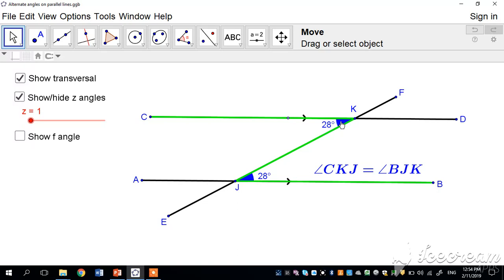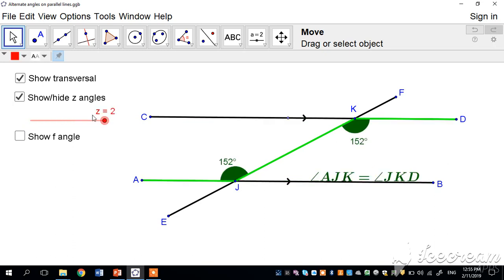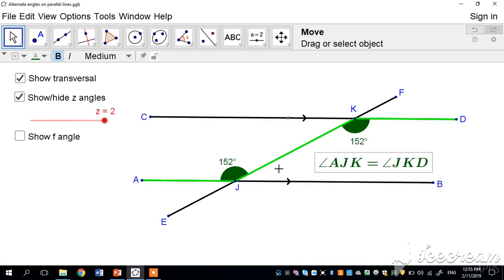And this is up here, this 28. The second angle down here, which is also 28, is called angle BJK. And they are alternate angles on parallel lines. Let me show you a second pair of alternate angles. So another pair here. And you can see these two are alternate angles and they are equal as well.